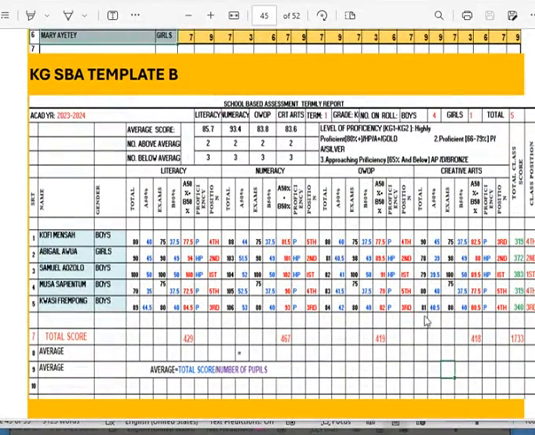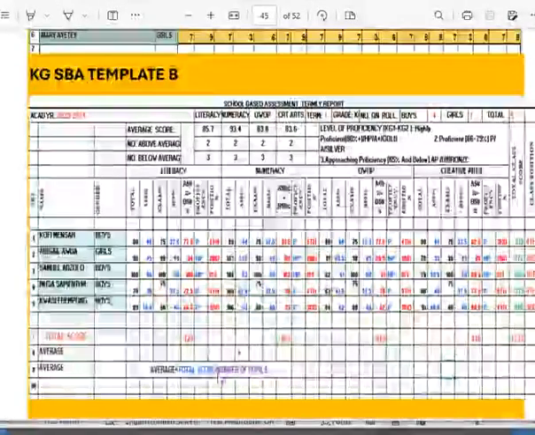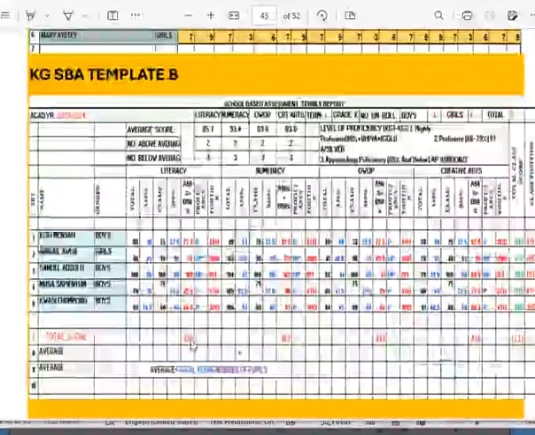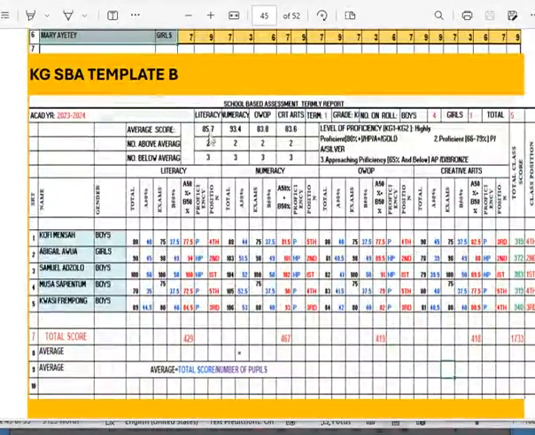All these matter. Then the average score, the number above average and the number below average. The average is obtained by dividing the total score by the number of pupils in the class. So if you want to find the average score for literacy, this is the total score for literacy. We divide 429 by the number of pupils in the class, or the enrollment for the class, which is 5 over here. So we divide 429 by 5, and you get the average score, which is 85.7. That means the average score for literacy for this class in first term was 85.7.